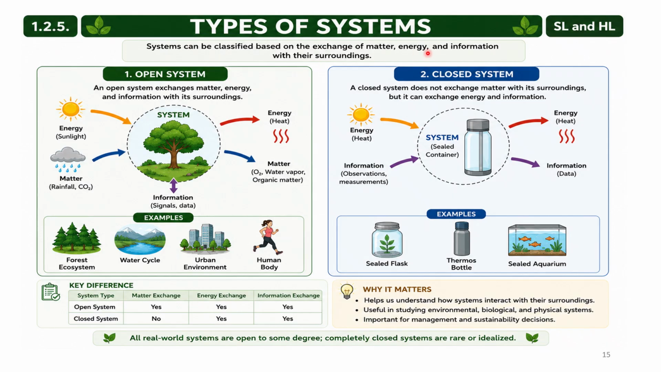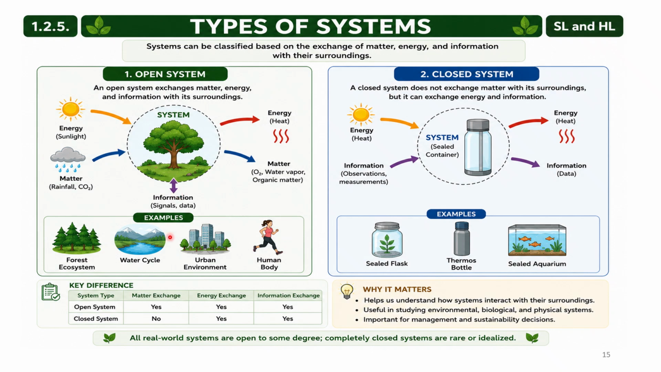Types of systems. Systems are classified according to how they exchange matter, energy, and information with their surroundings. The two main categories are open systems and closed systems. An open system exchanges matter, energy, and information across its boundary. In the example shown, sunlight enters as energy, rainfall and carbon dioxide enter as matter, while heat, water vapor, oxygen, and organic matter may leave the system. Information can also be exchanged through signals, measurements, or responses to environmental change.